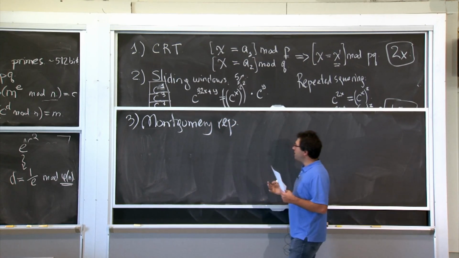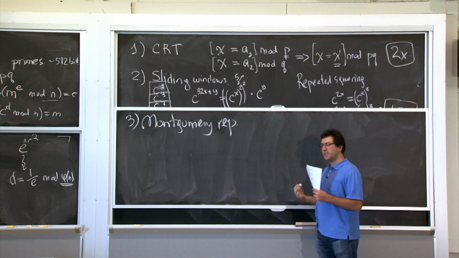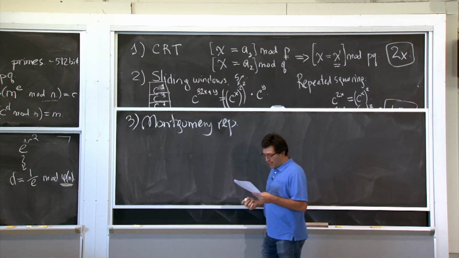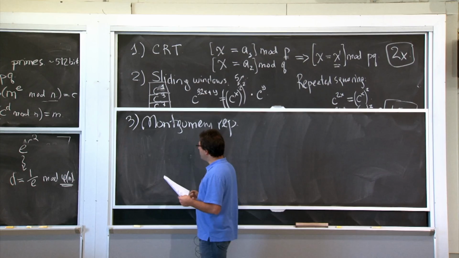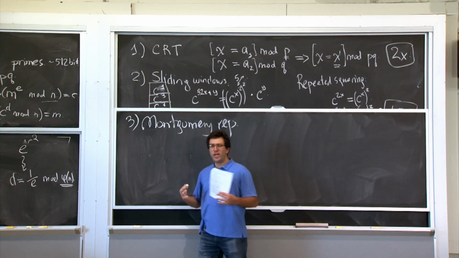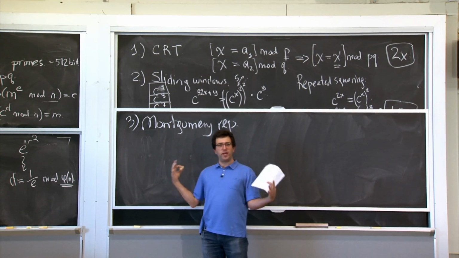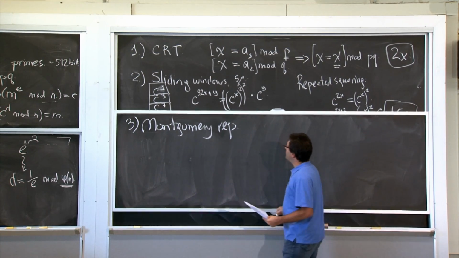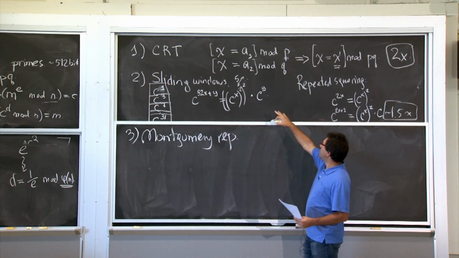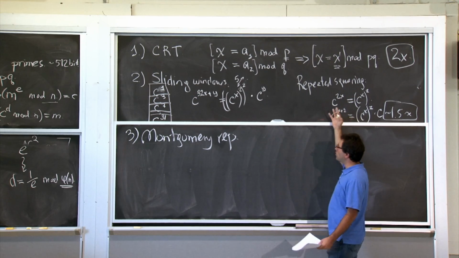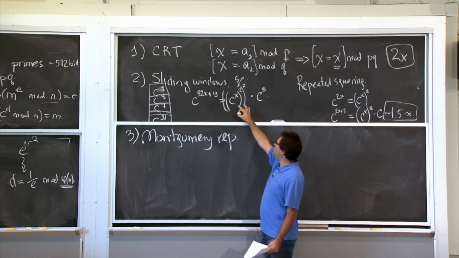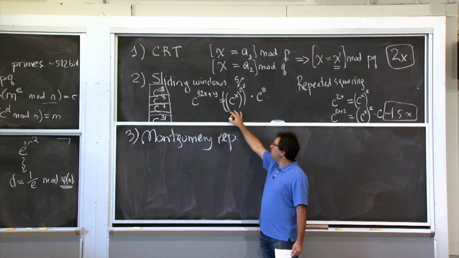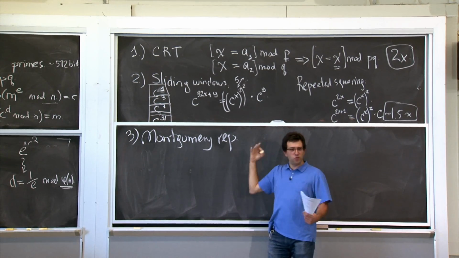So the problem that this Montgomery representation optimization is trying to solve is the fact that every time we do a multiply, we get a number that keeps growing and growing. In particular, in sliding windows or in repeated squaring, when you square, you multiply two numbers together. When you multiply by c to the y, you multiply two numbers together.